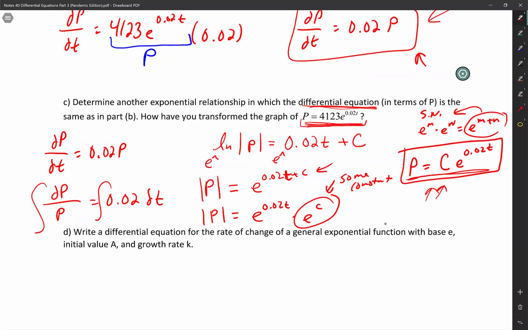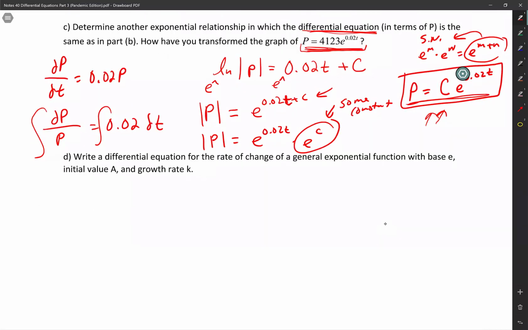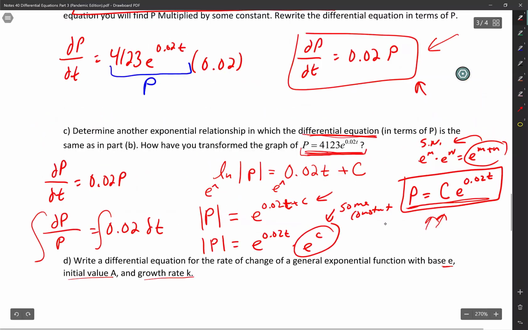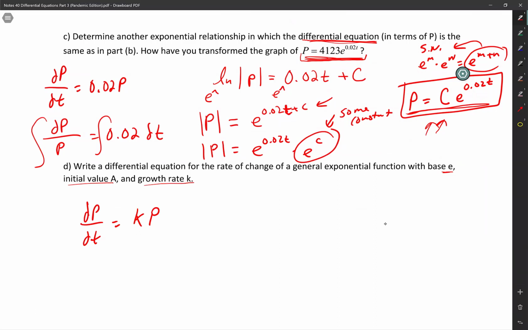Yeah, this is why I said I'm not too thrilled about it the second time around. Letter D says, write a differential equation for the rate of change of a general exponential function with base e, initial value a, and growth rate k. So anytime you have something like dp dt equals kp, it's always going to look like e to the kt. That's what they were trying to tell me.